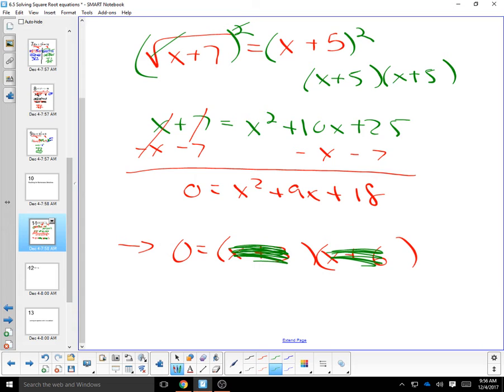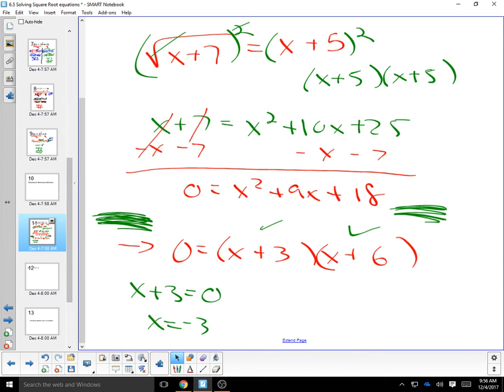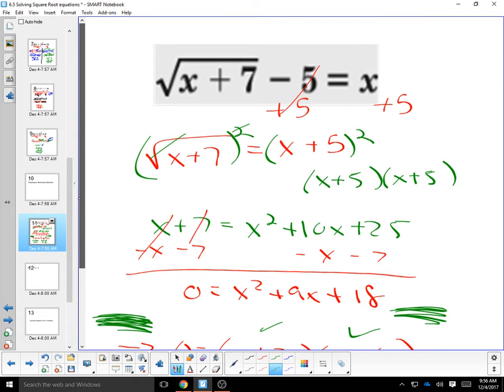If this was a product of 0, that means either this was 0, or this was 0, or they were both 0. So, if x plus 3 equals 0, then what was x? Right. And if x plus 6 was 0, then what was x in that case? So that's not a 0 at all. It should have been -6, right? So I've got two possible solutions. What should I do with them? Plug them back in.